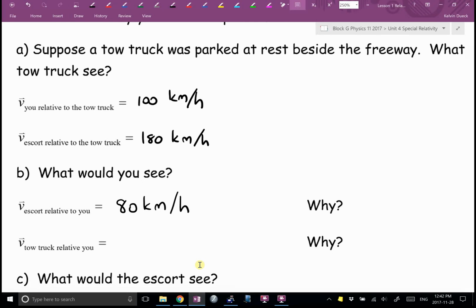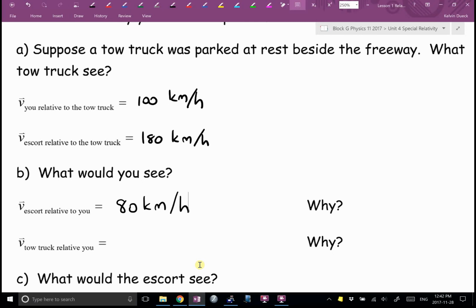How fast is the tow truck traveling relative to you? Let's say it's in front of you, and you can see its back lights. You see its back lights coming towards you, coming towards you, coming towards you. Zoom, you go past it. Now it's behind you. You see its front lights going away, going away. Ethan, what do you think?